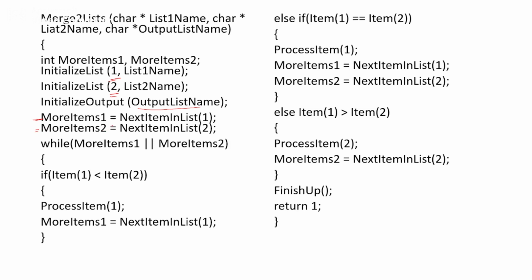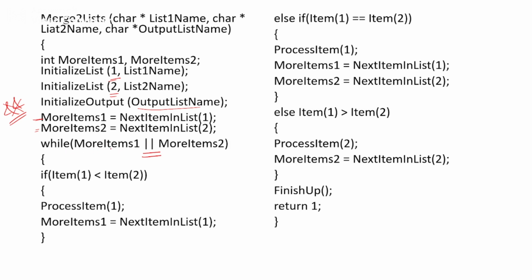So, this is the difference between matching and merging. In the matching process, you are going to use the AND operator. If any one of the lists is empty, then you are going to wind up the things. But here that is not possible. If any one of the lists is empty, you still need to proceed. That is why we are going to use OR instead of AND.